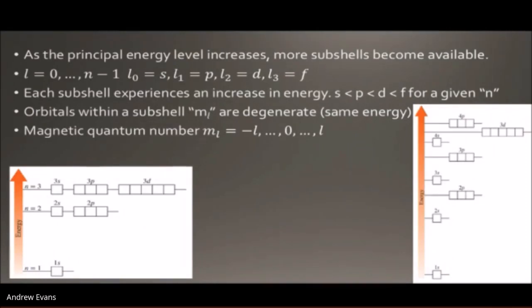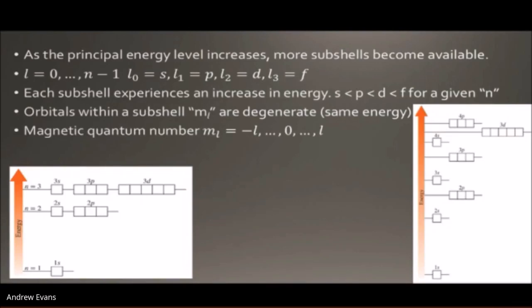So when we have energy level 1, we have only one possibility. When we have energy level 2, it ranges anywhere from 0 to 1, or S and P. When we have energy level 3, we have 3 possibilities. When energy level 4, we have 4 possibilities. Now, each of these subshells will see an increase in energy.